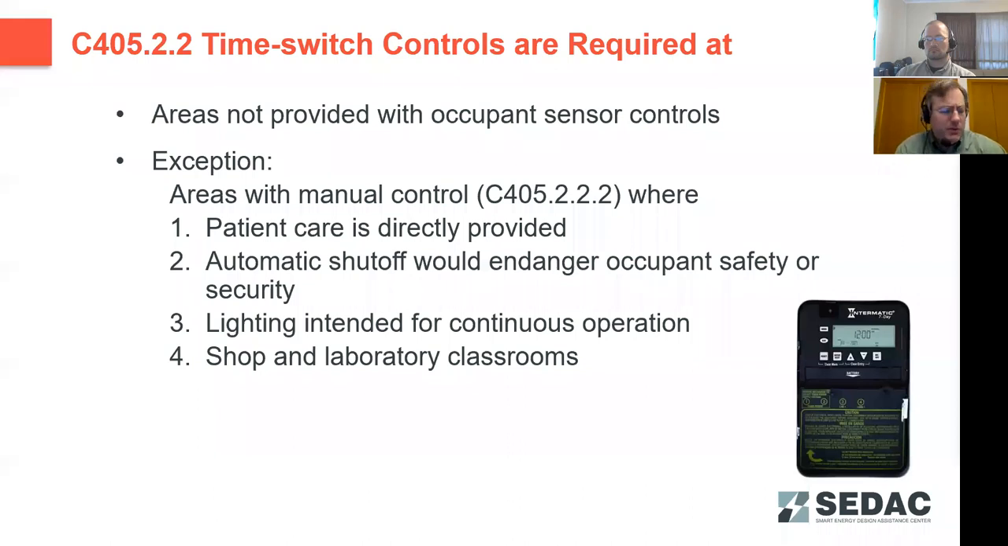And one of these that comes up in multiple locations in the code is where patient care is directly provided. That is not necessarily anywhere that has healthcare wiring, but it has to be the space where the patient care is being directly provided. So frequently this would be like a patient bed area in a hospital.